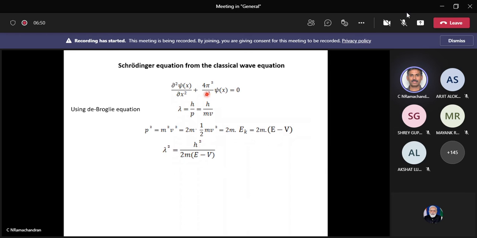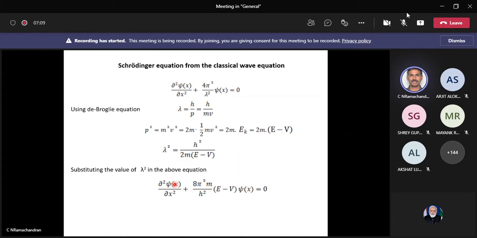Square, I'm substituting this into this. So that substituting the value of lambda square, I will have this expression: d square by dx square, second derivative of psi of x, plus, once you substitute, you will see that it will be 8 pi square m by h square into e minus v into psi of x.